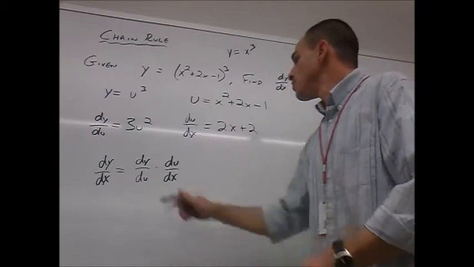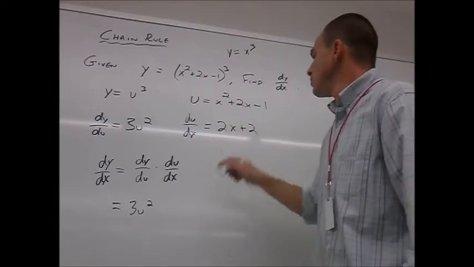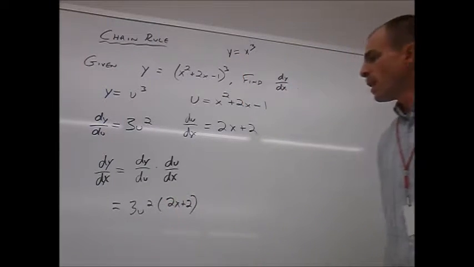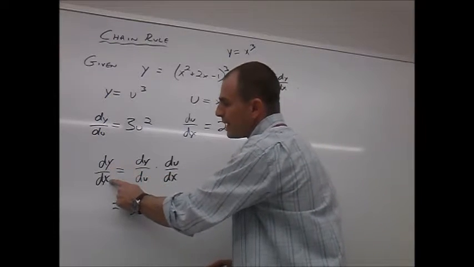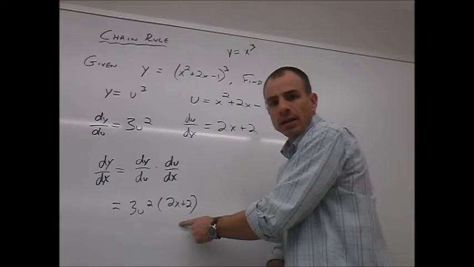Let's do that. So dy/du was 3u squared. du/dx was 2x plus 2. Okay? Now that's pretty good, but we still have a problem. The problem is that we want dy/dx. We want our derivative to be in terms of x. And this derivative is not entirely in terms of x.